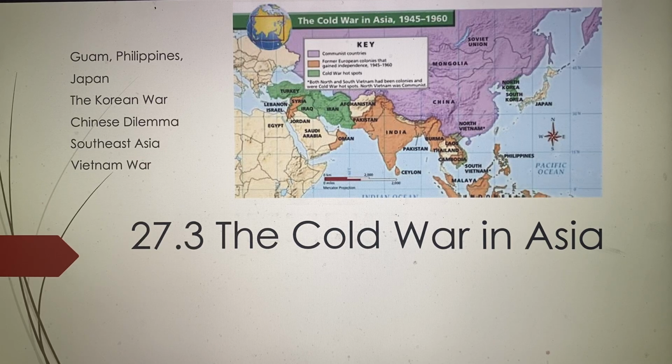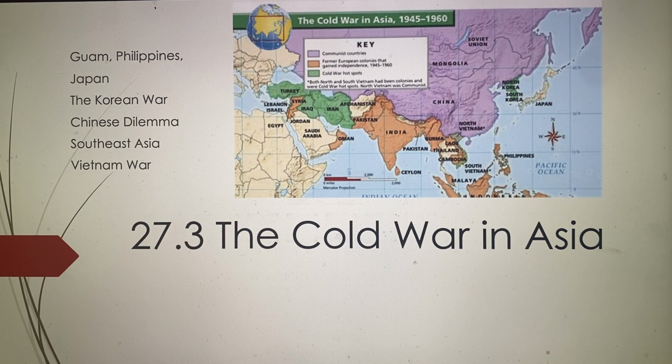So we're in your United States history book in chapter 27, section 3. We're going to do section 3 in at least 2 videos because it's a pretty long section. But we're going to be talking about the Cold War in Asia. As you recall, the Cold War is that war against communism. We're going to be focusing now on the foreign relations.